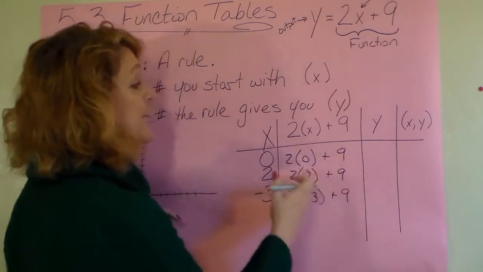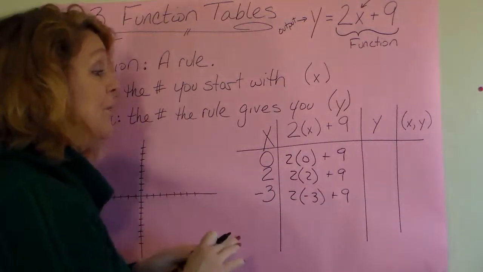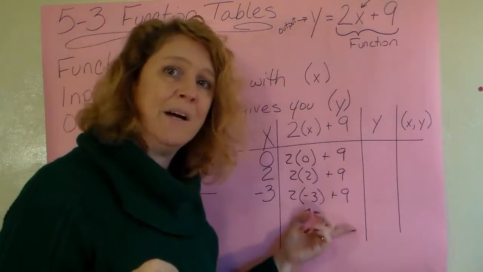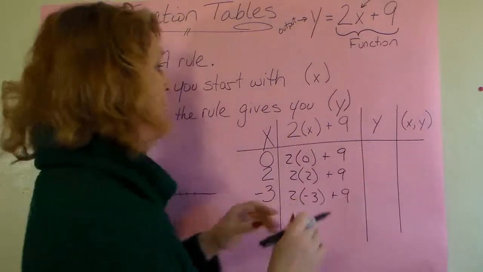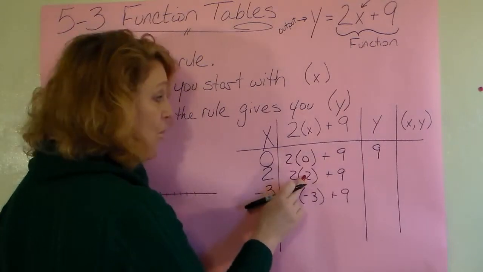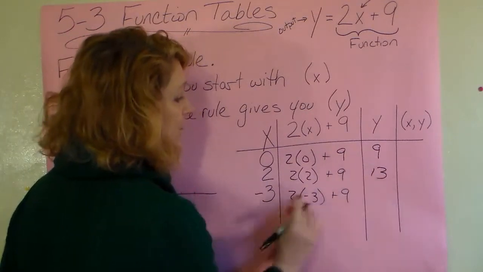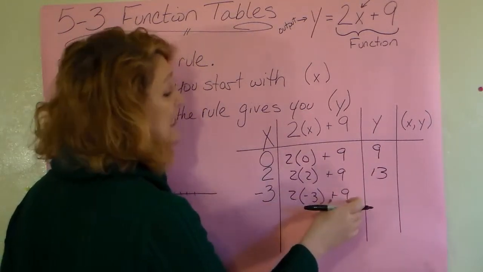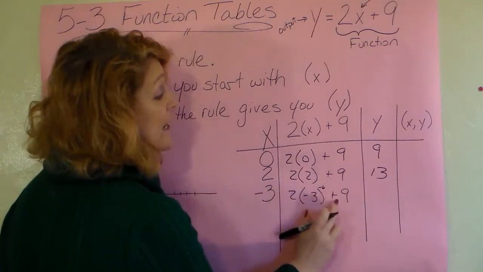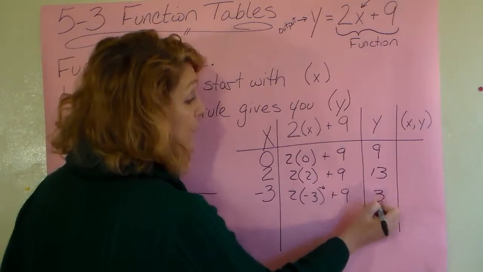And we write it out like this so that we can see things. Because we don't want to do too much in our head. We're going to do this part in our head. So I want to see all my numbers and then do it in my head. 2 times 0 is 0, plus 9 is 9. 2 times 2 is 4. 4 plus 9 is 13. 2 times negative 3 is negative 6. Negatives, and I might even want to write that negative 6 so I can see it, plus 9 is 3.